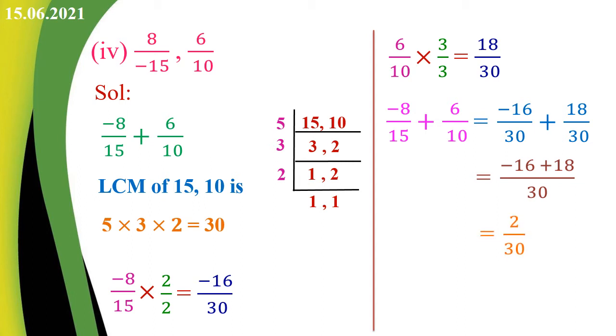Here the signs are different. Different sign means subtract and keep the sign of the greater number. We get 2 by 30. Third step, reduce it to lowest term. Take 2 common. 1 2 is 2, 15 2s are 30. We get 1 by 15. The final answer is 1 by 15.